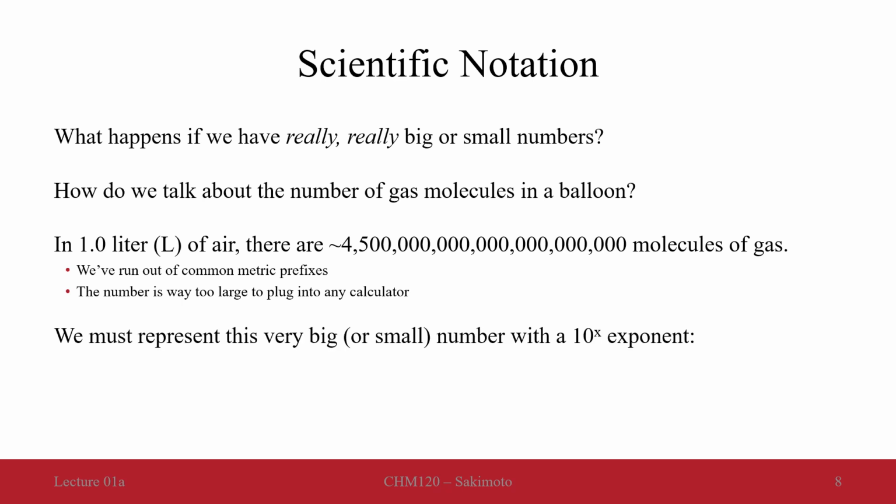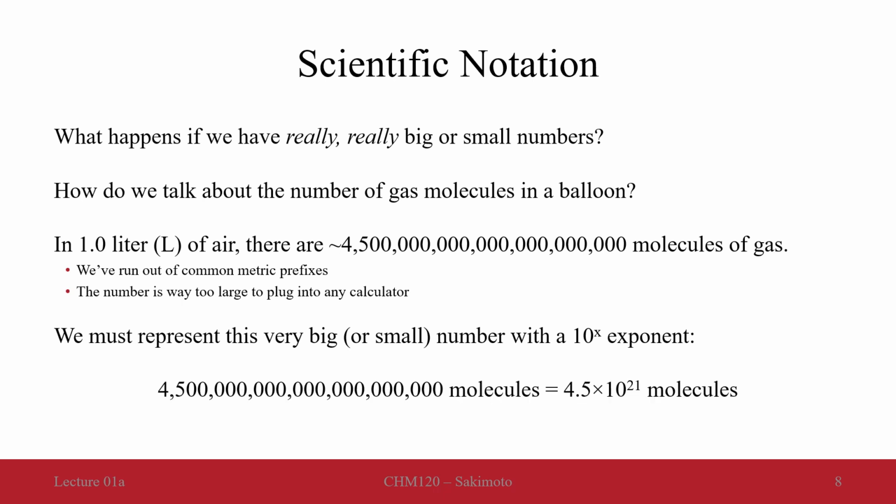In order to still do calculations with this number, what we as scientists use is called scientific notation, where we represent this number as a base number times a 10 to the x exponent. What it means is we sort of divide out all the tens, all the zeros in this number, and set it aside as a separate factor.